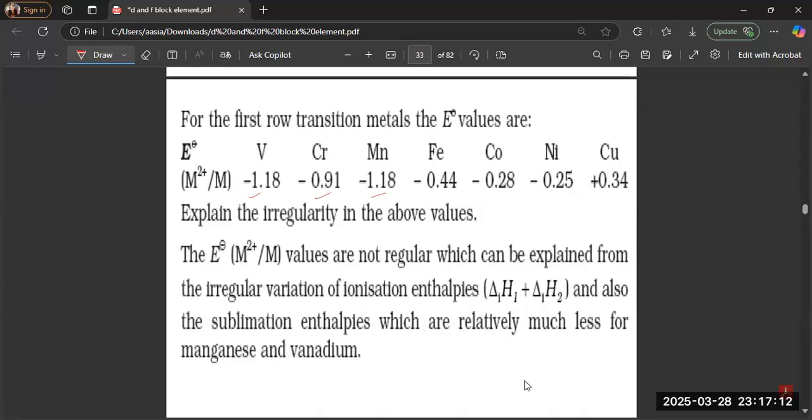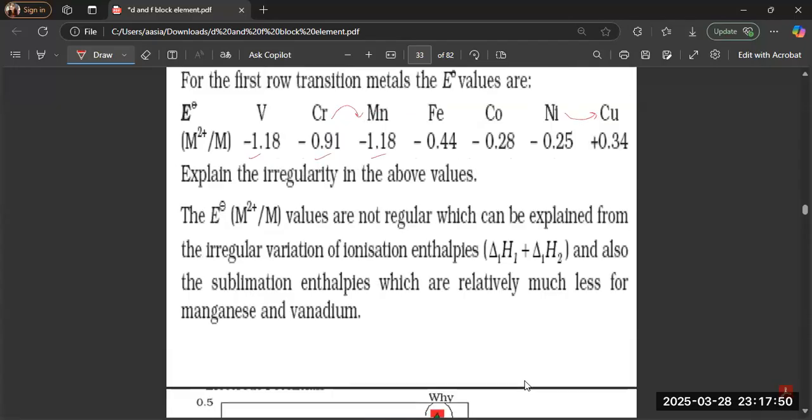So first, you can see that from vanadium to chromium, it is decreasing, right? So it decreases from -1.18 to -0.91. And after chromium, it slightly increases from -0.91 to -1.18. After that, it decreases, then decreases, then decreases, and again it increases in a positive way. So the values are not regular, which can be explained from the irregular variation of ionization enthalpy, right? And also the sublimation enthalpy, which are relatively much less for manganese and vanadium.